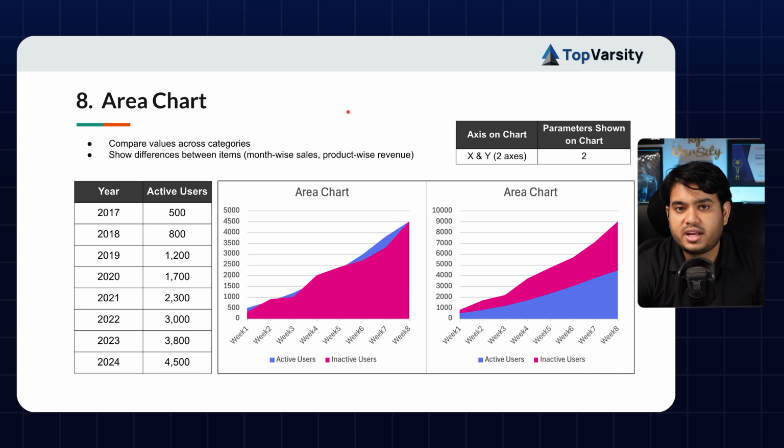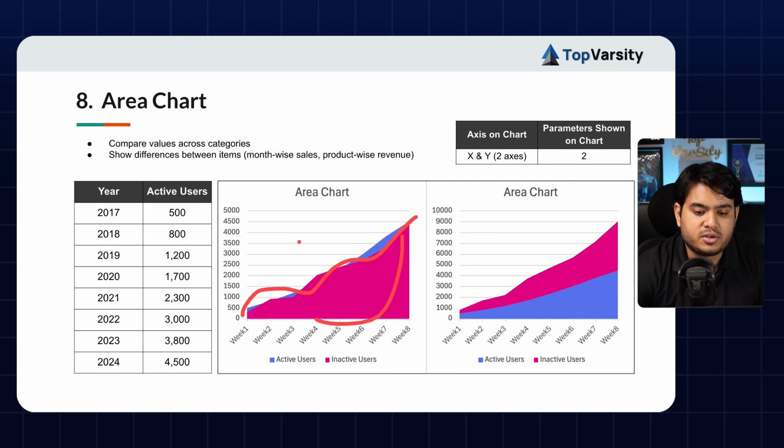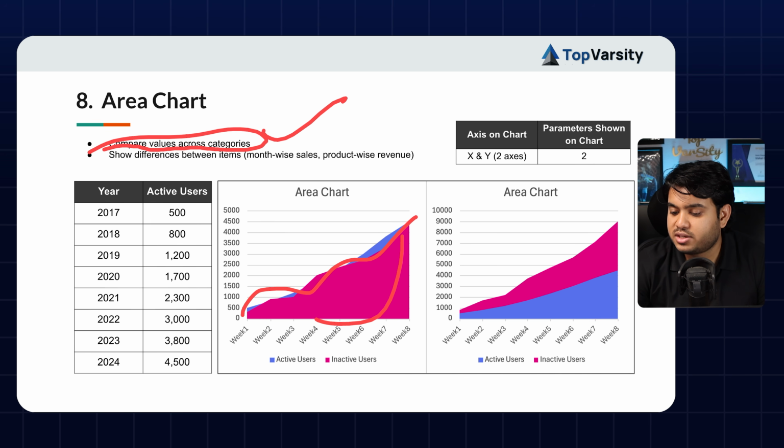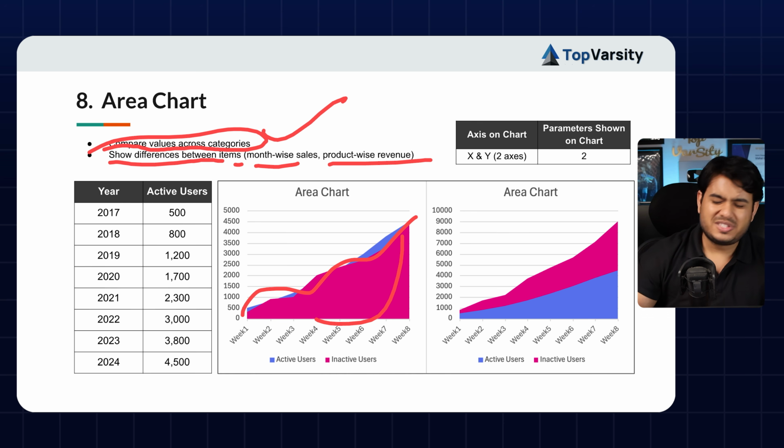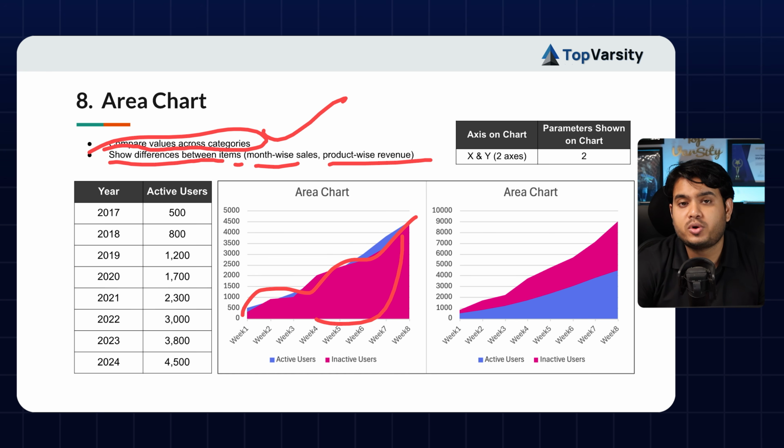Now next is our area chart. Same thing, whatever trend line you are drawing over here, it will fill with color, and we'll use this for the area chart. What does it do? First, it compares values across categories. Second, it shows differences between items, month-wise sales, product-wise revenue. It's the same, not that much difference. Mostly we'll use this for showing daily active users on an app, monthly active users on an app. This is the most important chart for that parameter.